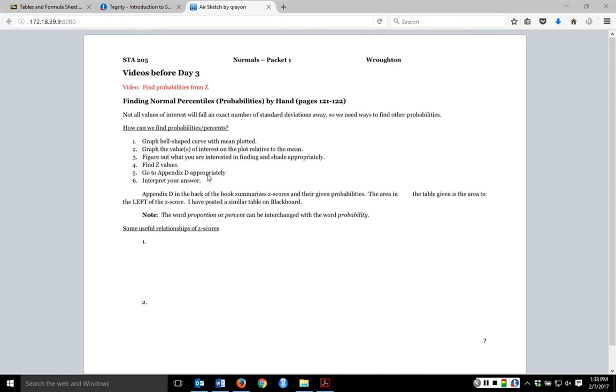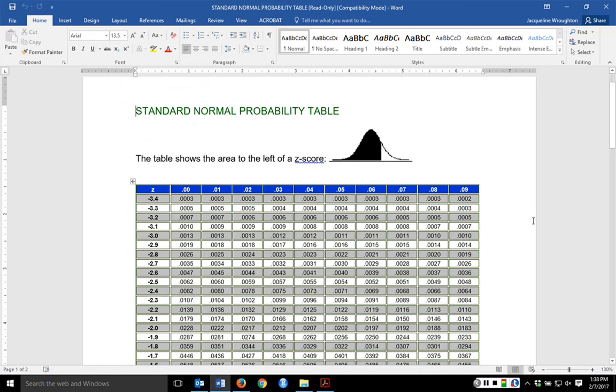Next, we're going to go to the appendix, so basically the table appropriately. Appendix D refers to if you actually bought the textbook, or you can just use the table that I gave you out on Blackboard, and it's the same thing. So we're going to go and use our table appropriately. So now let's talk about this table a little bit.